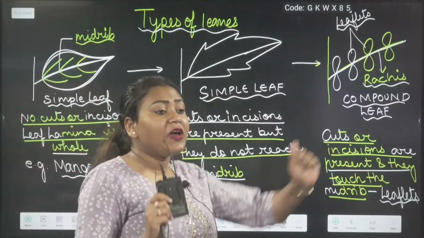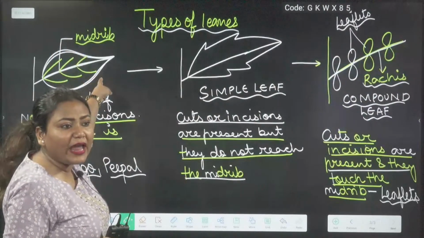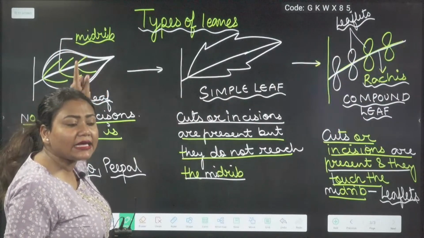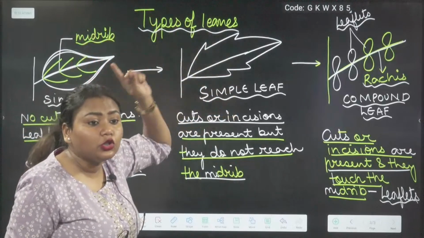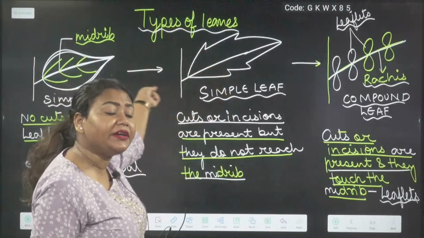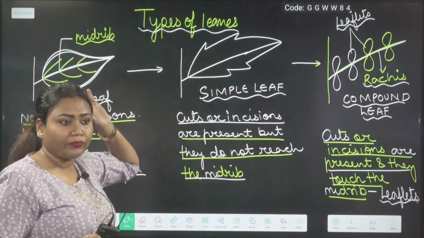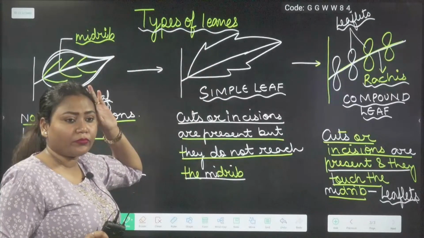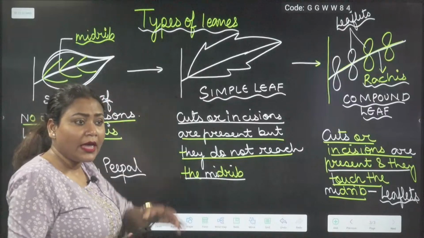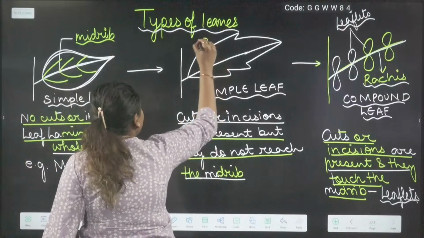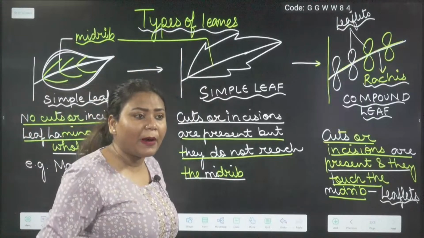So what did I say? What is a simple leaf? If the leaf lamina is entire, if the whole leaf lamina is there, it is known as your simple leaf. And if cuts are also there, but those cuts are not reaching the midrib, then also we are going to call it a simple leaf. Am I clear? In a simple leaf, this middle line will be known as the midrib. Clear or not?